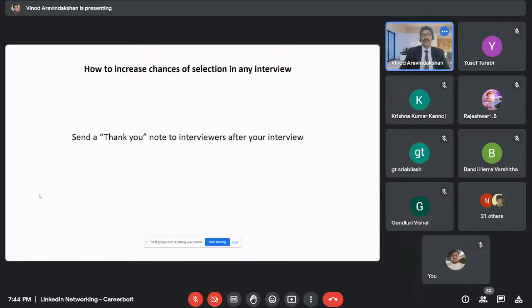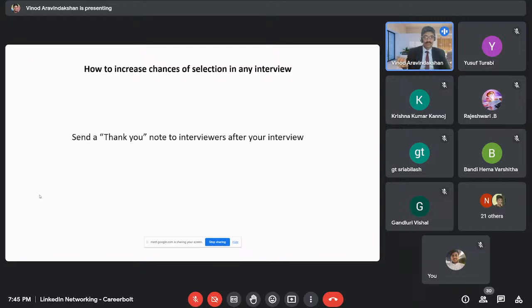Also, when you talk to interviewers, do send a thank you note to the people who referred you. That's very important. Even when you do interviews, do send a thank you note to interviewers before you actually begin your interview. This is something which almost nobody does. If you do this, it's a very easy way for you to build a connection.